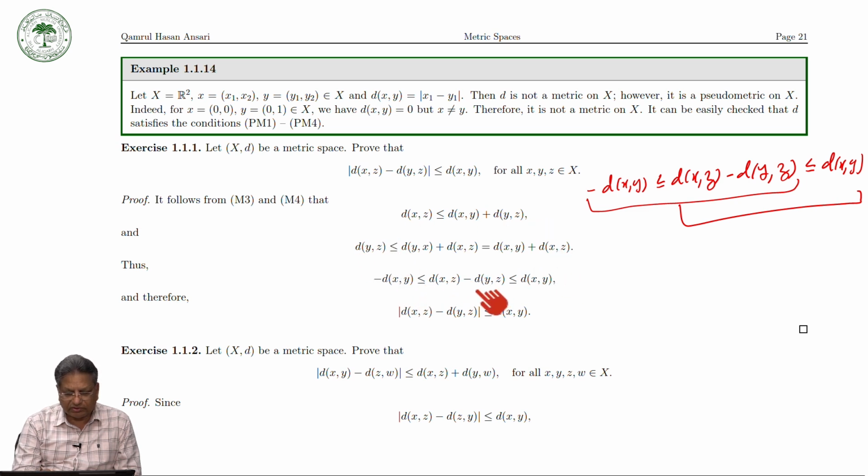So we can write this is less than or equal to this one. But again, from here you can see that dxy is greater than or equal to dxz minus dyz. So dxz minus dyz is less than or equal to this one, and then you have this thing, and from here you will get this answer. That is the answer, very easily.